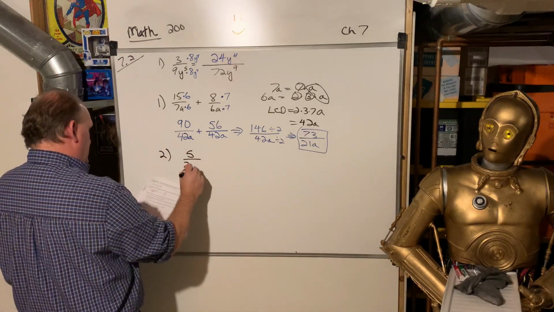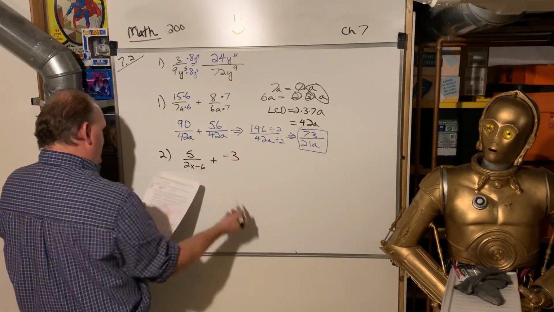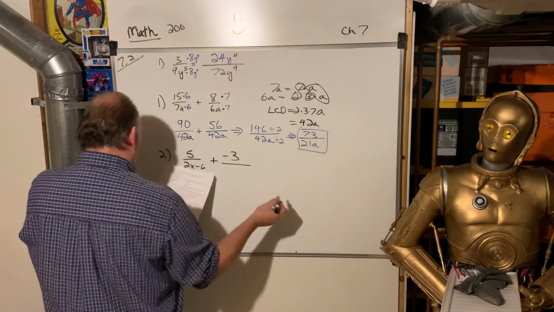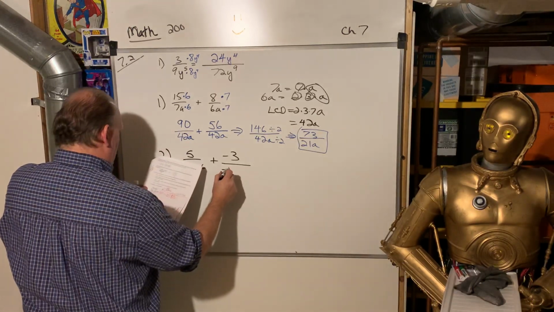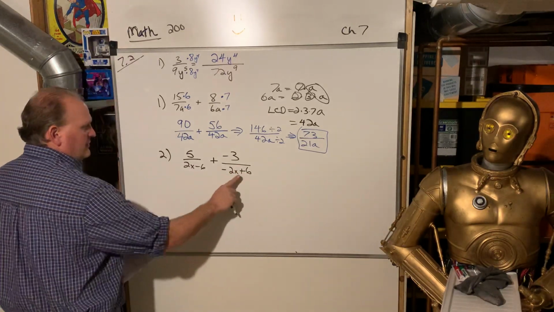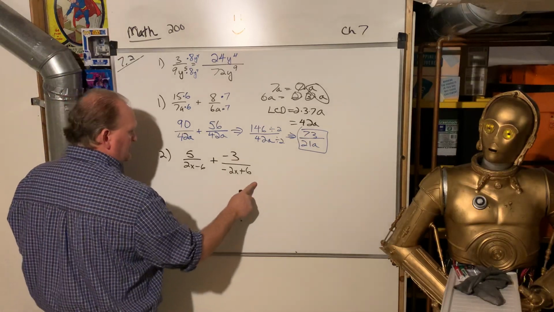Five over 2x minus 6 plus negative. Anytime they have a minus, I make it a plus negative, so the negative's on the 3. And again, they're up to shenanigans. Negative 2x plus 6. They have 6 minus 2x. You know they're up to no good. Write it so it's forward. Negative 2x plus 6. Okay?